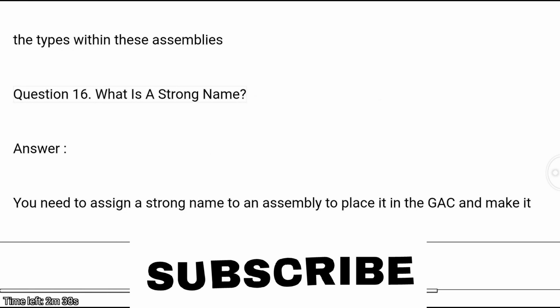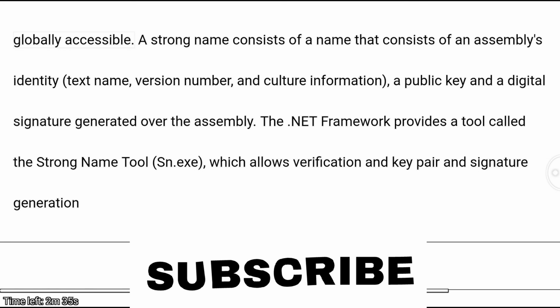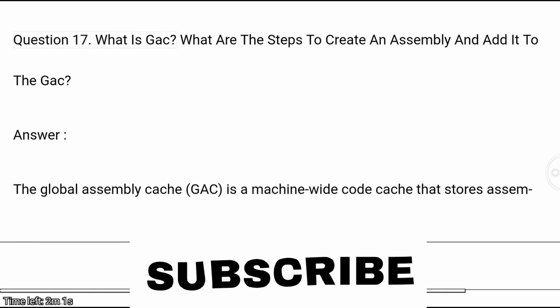Question 16. What is a strong name? Answer. You need to assign a strong name to an assembly to place it in the GAC and make it globally accessible. A strong name consists of the assembly's identity, text name, version number, and culture information, a public key and a digital signature generated over the assembly. The .NET framework provides a tool called the Strong Name Tool, SN.EXE, which allows verification and key pair and signature generation.